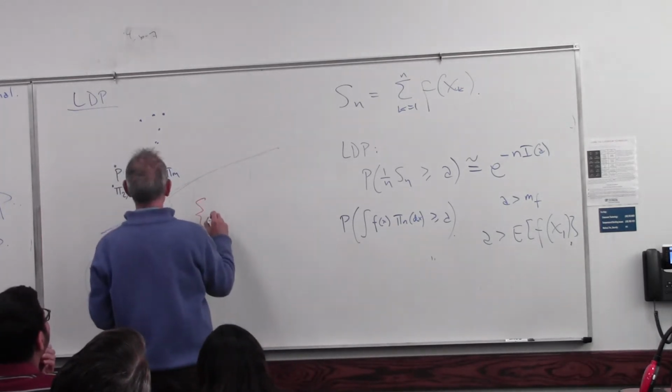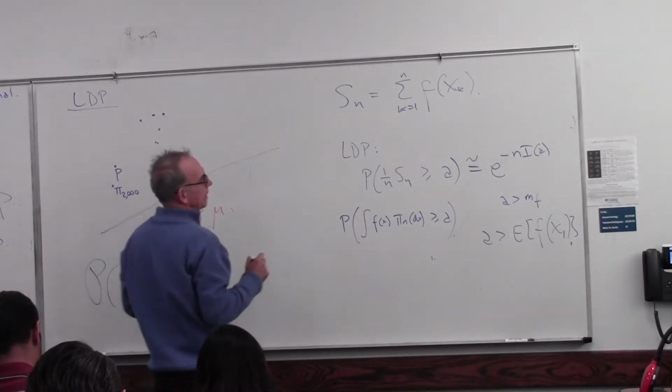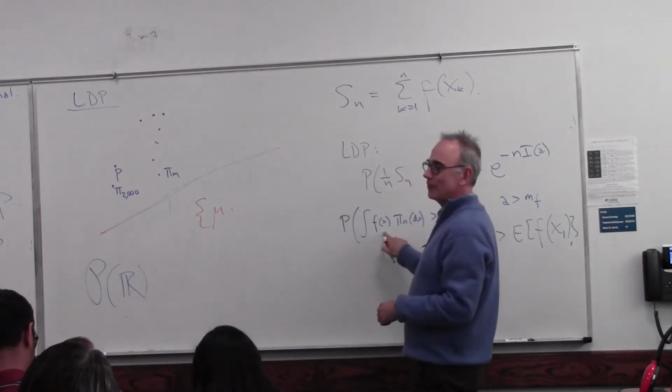This is the set of all, say, mu, such that mu dot f is greater than or equal to A.